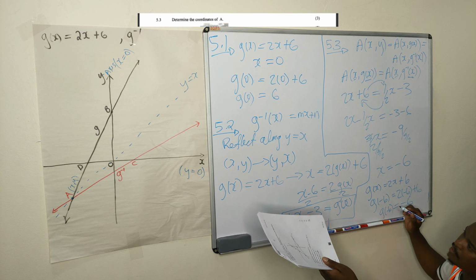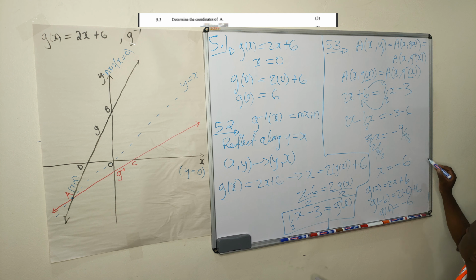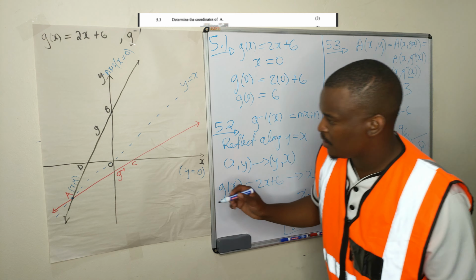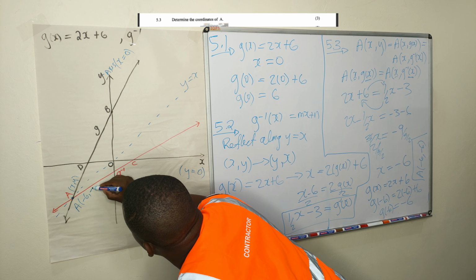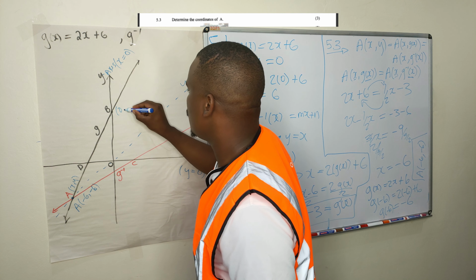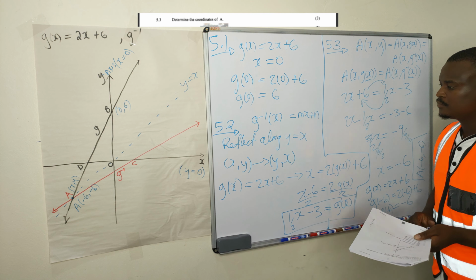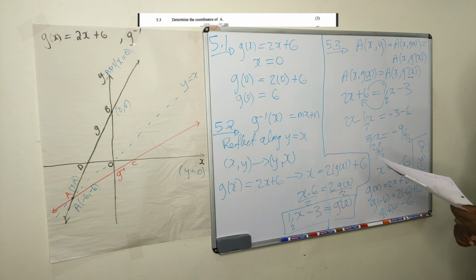Therefore, your coordinates for A, I need more space, I can write them here. Your coordinates for A, your x coordinate is -6 and your y coordinate is -6. This is what you have. So you have the coordinates here for A as -6 and -6. B, we said, is 0 and 6. This is what you have. I hope this is clear. Let me clear the board and then we'll go to the next question.